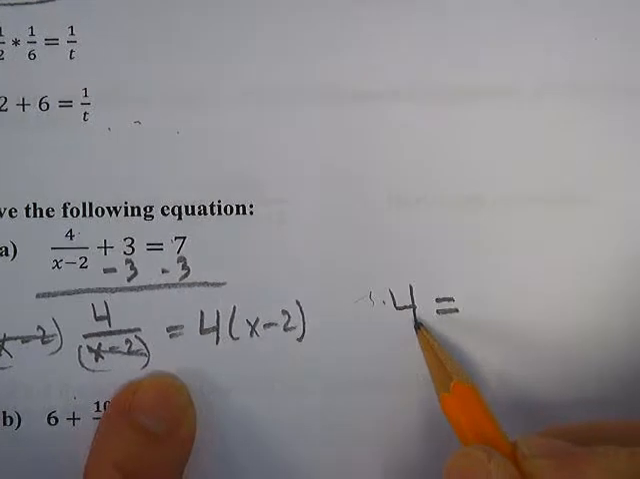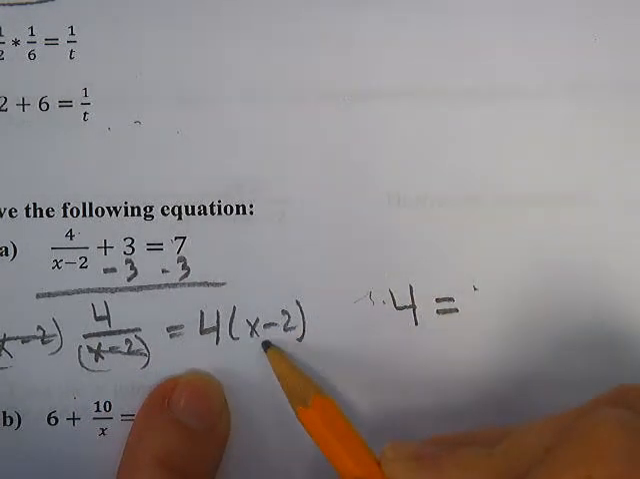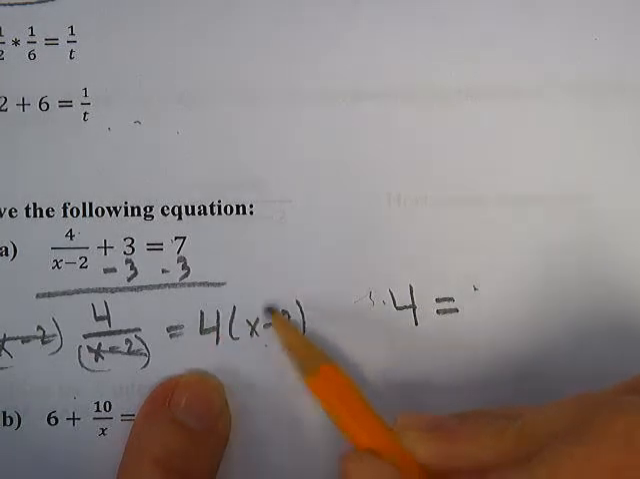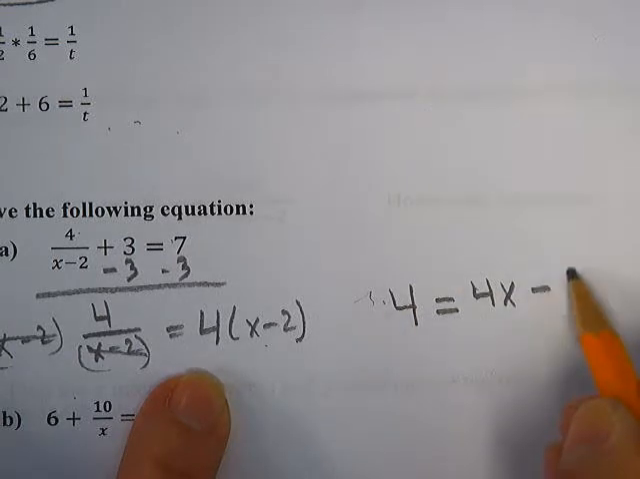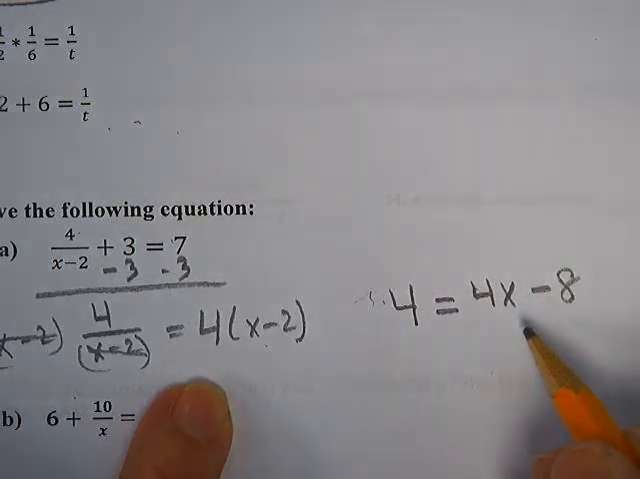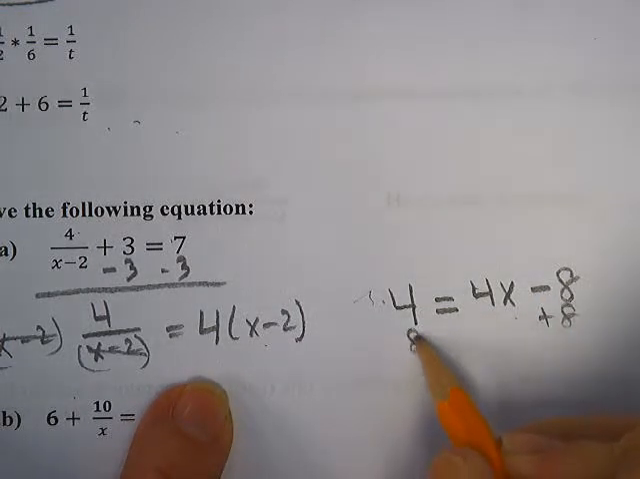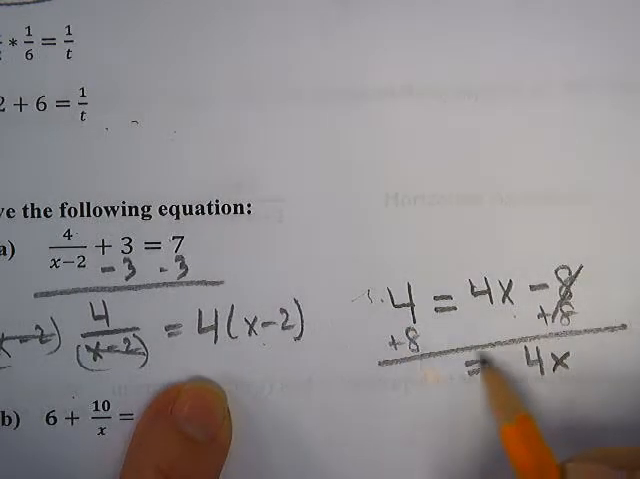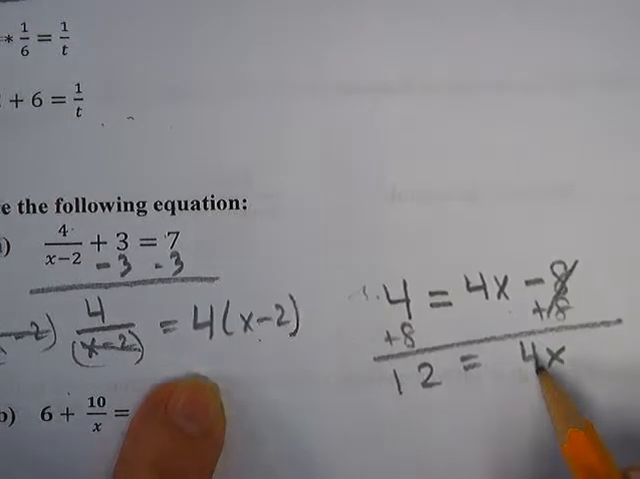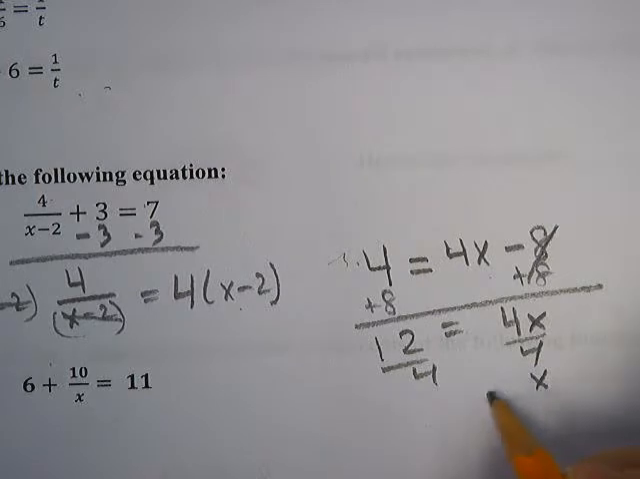And 4 equals 4 times x minus 2. So I'm going to distribute this 4. So it equals 4x minus 8. To solve this, I need to have my x's on one side and the numbers on the other. So adding 8 to both sides. And I get 4x equals 12. Dividing by 4 tells me that x equals 3.